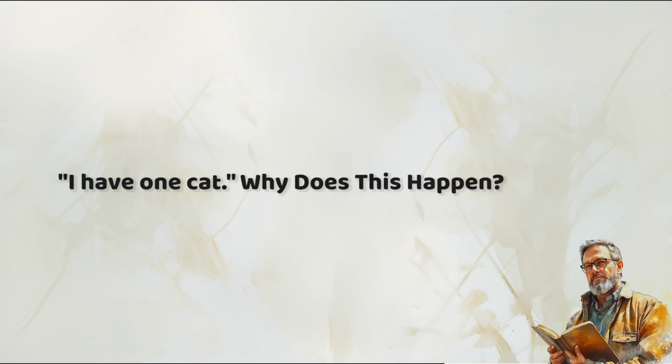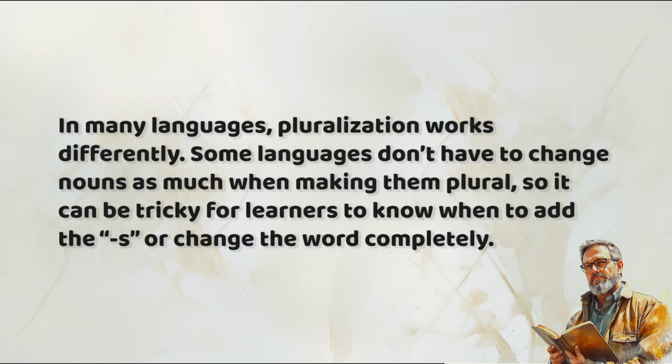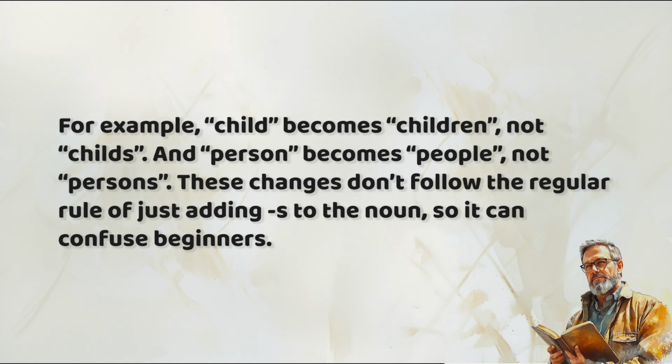Why does this happen? In many languages, pluralization works differently. Some languages don't have to change nouns as much when making them plural, so it can be tricky for learners to know when to add the s or change the word completely. For example, child becomes children, not childs. And person becomes people, not persons. These changes don't follow the regular rule of just adding s to the noun, so it can confuse beginners.